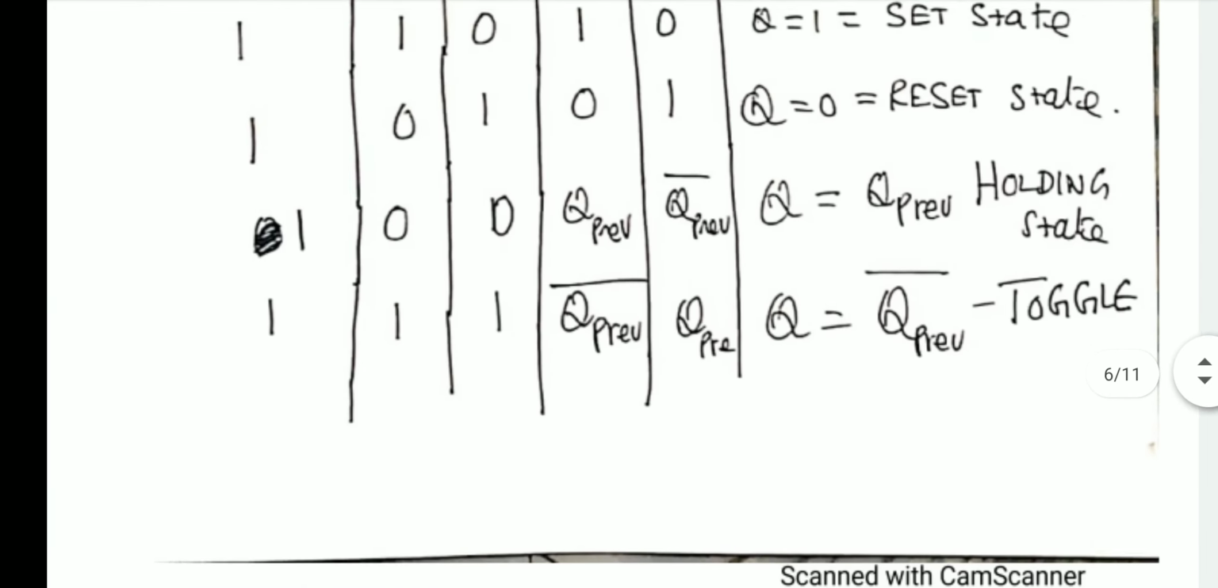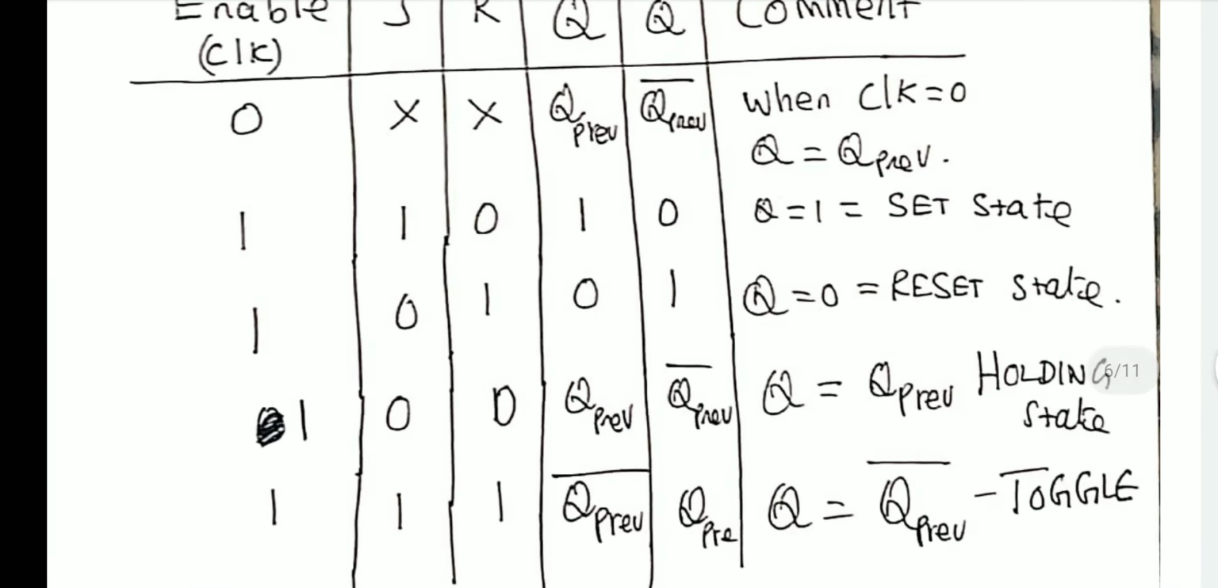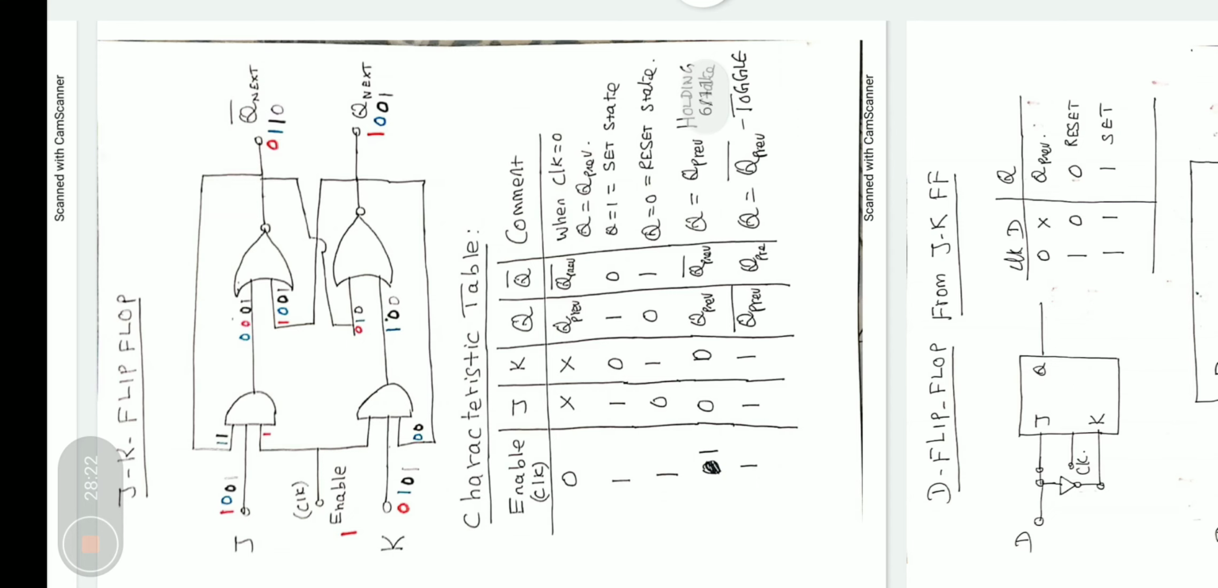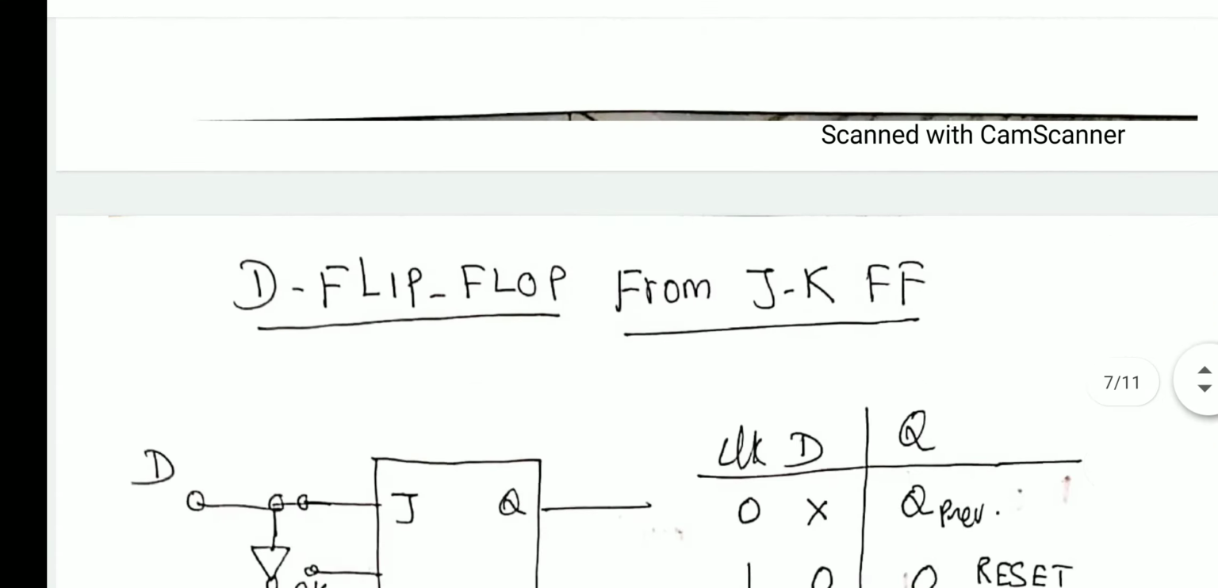Now it is good. All the 4 states in this circuit are useful states, not like the SR latch. In the SR latch, only 3 useful states were there. In the D latch also, only 3 states: set state, reset state, and holding state. But here we have 4 useful states for all the 4 input combinations of J and K. So that is the advantage of this flip-flop circuit.